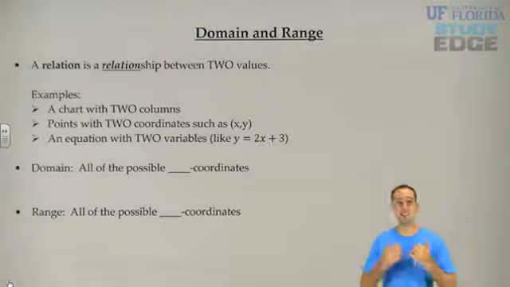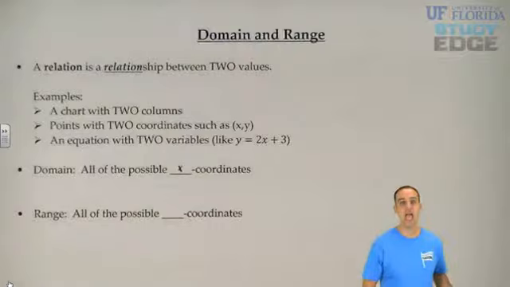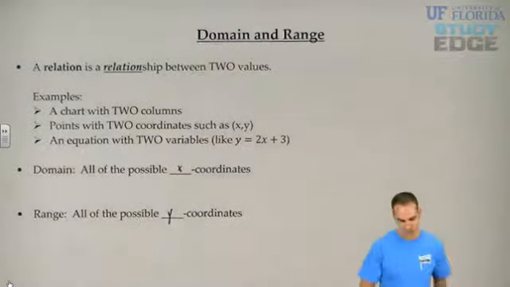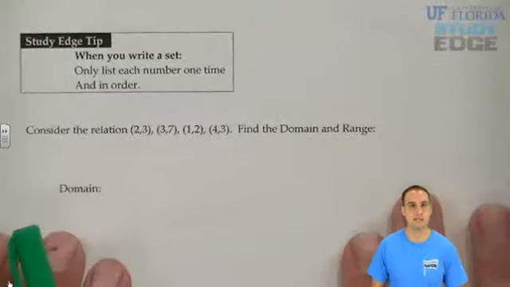The idea is, with domain and range, domain is going to be all the possible x coordinates, and range is going to be all the possible y coordinates. So what's going to happen overall is we're going to start to write sets of domain and range.